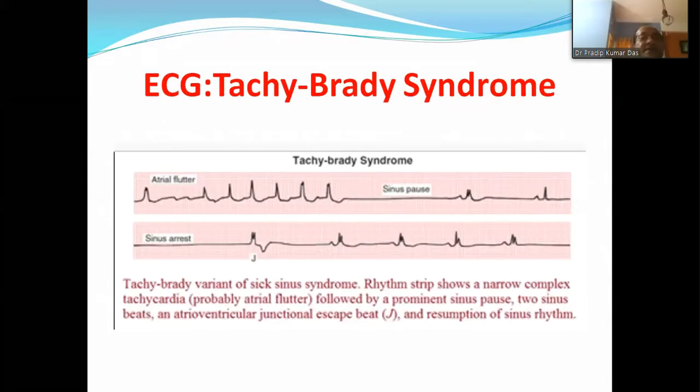Here is the ECG for Tachy-Brady syndrome. Here is the tachy group beating, and here is again a sinus pause. It may be associated with the sinus pause, or with the sinus arrest. Again, you can see from here there is no P wave in this complex, so it is arrest. Here it is a normal sinus beat, so it is called pause.